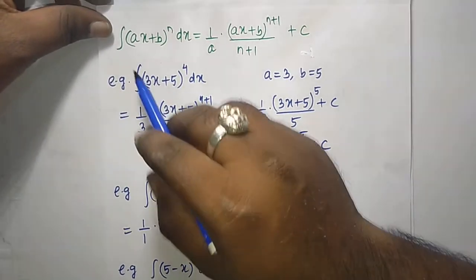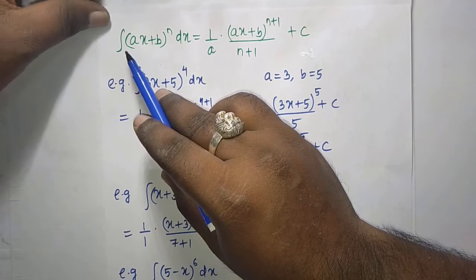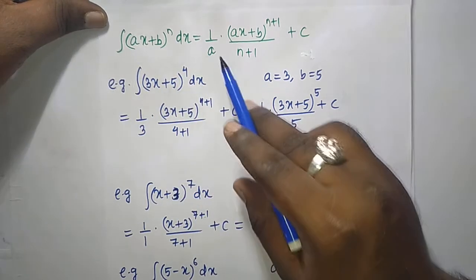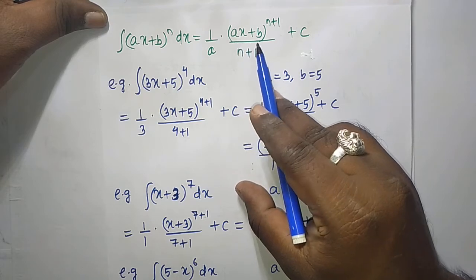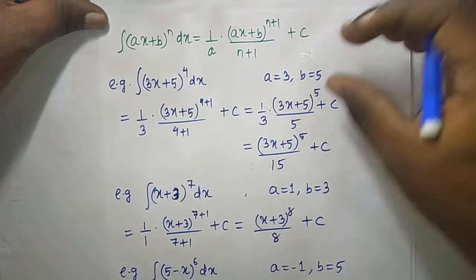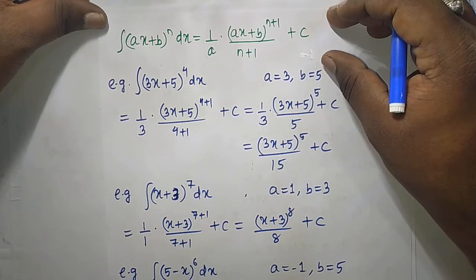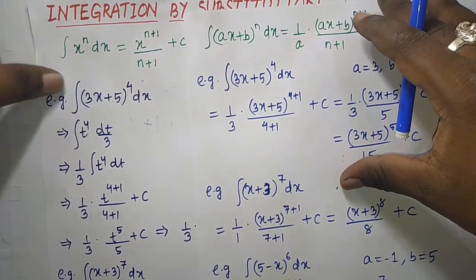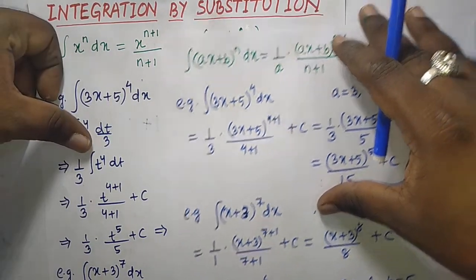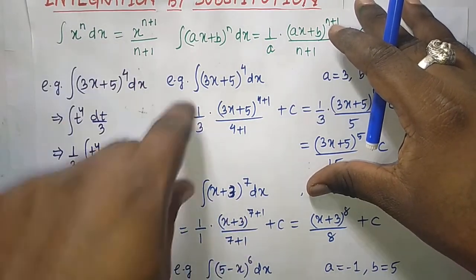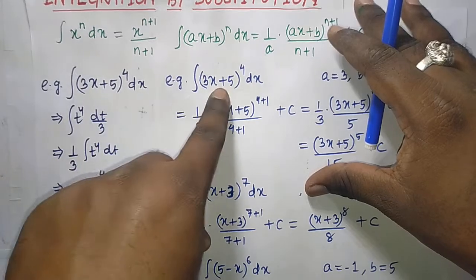Here one formula is there, integration of (ax plus b) whole to the power n is equal to 1 by a into (ax plus b) to the power n plus 1 divided by n plus 1 plus c. This is the formula. Okay, if you remember this formula, then you can solve this example directly. Here see, I have given the solution for this example here. Okay, see, I have taken the same example.